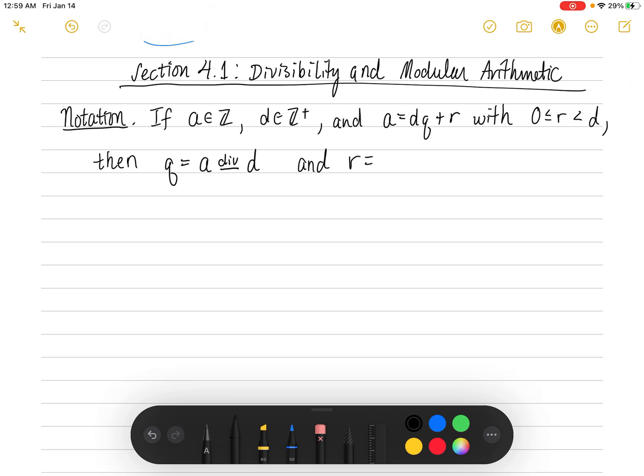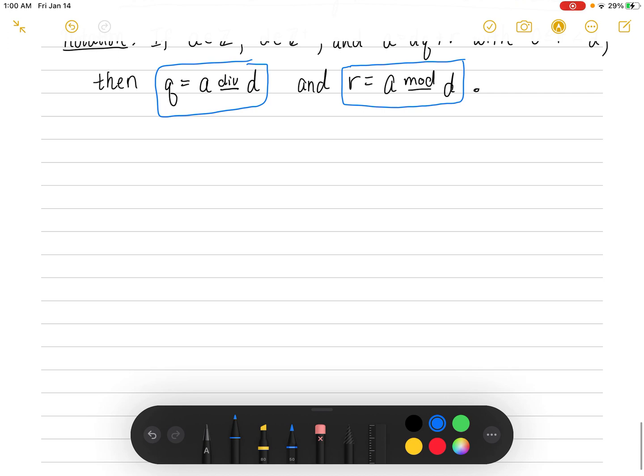And the remainder r, you'll sometimes hear it called a mod d. So don't confuse this with the triple bar congruence relation. This is not the same thing as the triple bar congruence relation, modulo m. So these are two notations you'll see. The quotient is a div d, and the remainder is a mod d. Okay, so we're going to use that.